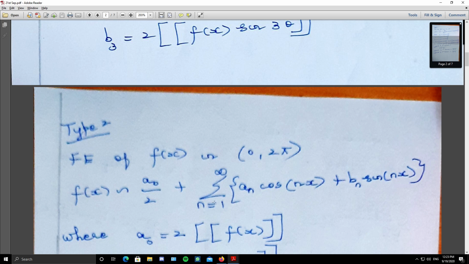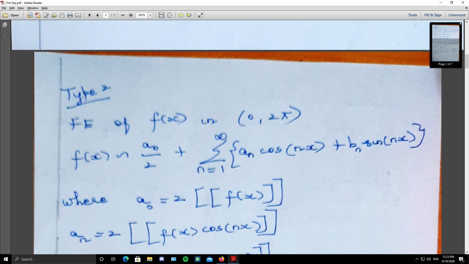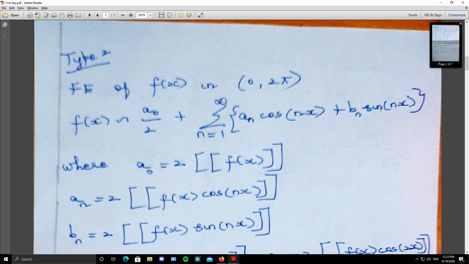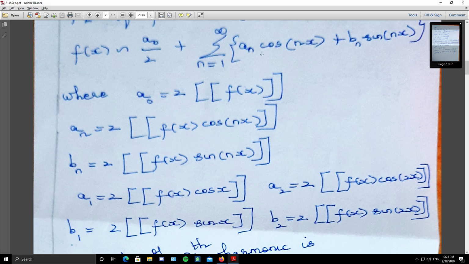Now type 2, if you are given a function in 0 to pi, the Fourier expansion is a naught by 2 plus summation 1 to infinity of an cos nx plus bn sin nx, where a naught is 2 times the mean of f of x, an is 2 times the mean of f of x cos nx, bn is 2 times the mean of f of x sin nx. Here also an cos nx plus bn sin nx is called the nth harmonic. First harmonic is a1 cos x plus b1 sin x, second harmonic a2 cos 2x plus b2 sin 2x, third harmonic a3 cos 3x plus b3 sin 3x, and so on.